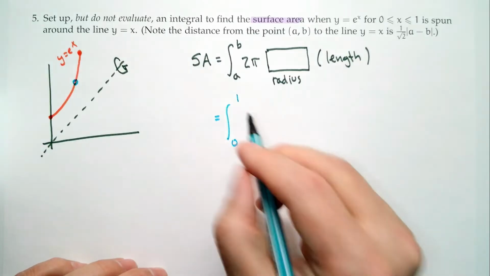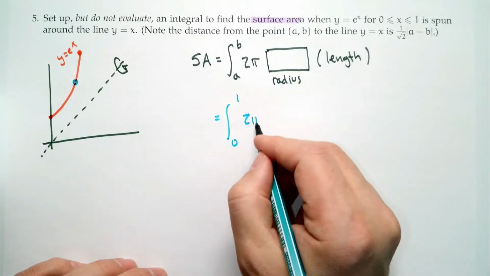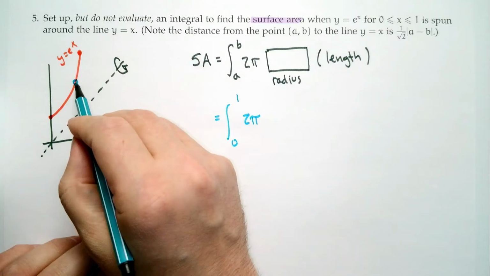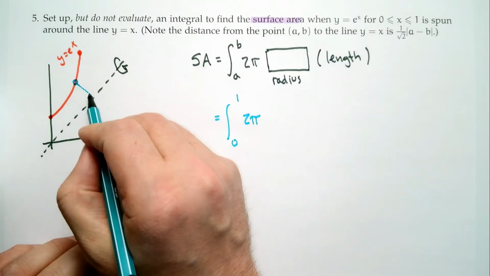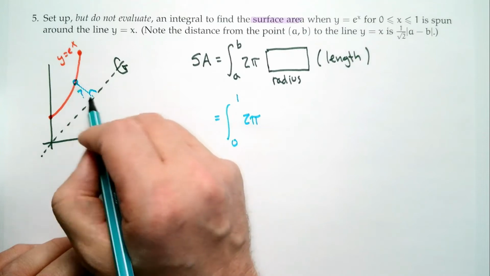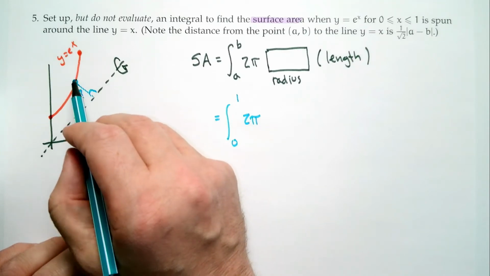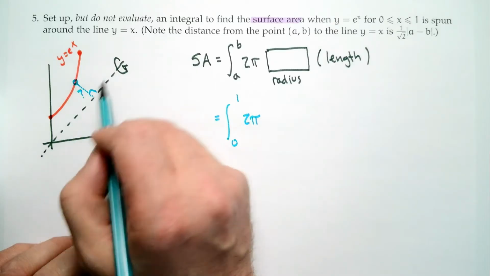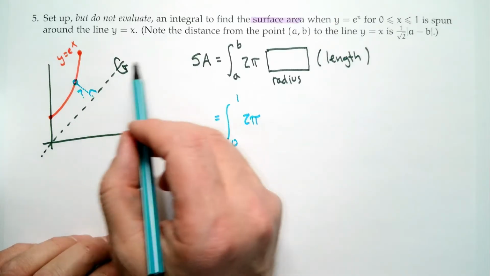Now, the 2 pi, that's a number, so it's just 2 pi. Now we come to the interesting part, which is the radius. The way you think about the radius is you say, how far is my little piece from where I'm spinning? So what we need to know is what's the distance from this point to this line, y equals x.